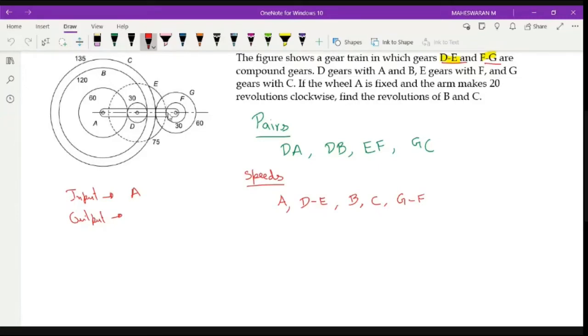Now, if I consider E, E is connected to F. Now, F and G are compound gears. So whatever speed given by F will be equal to G. G is connected to C, right? Other than that, there is no other connection. So which is your output? G. Sir, C, sir, C. G is connected to C. So C will be the output, right? So we start with A and we end with C, right?